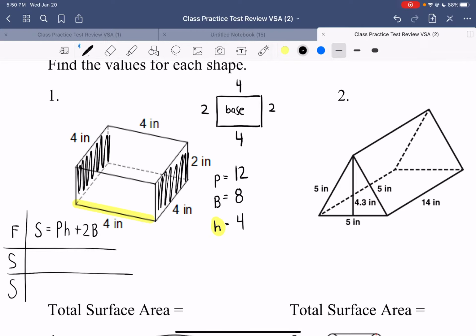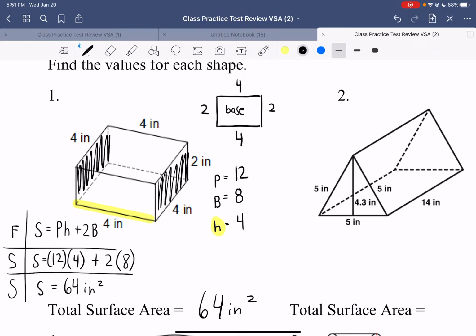So now we have all of our missing information and we can substitute accordingly. The perimeter of the base is 12, times the height of the prism, which is 4, plus 2 times the area of the base, which was 8. When we substitute, put all of those into our calculator, 12 times 4 plus 2 times 8, we get a surface area equals 64 inches squared.